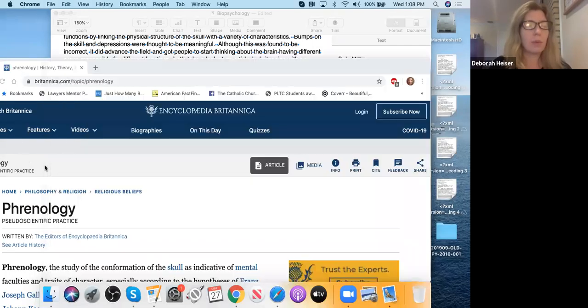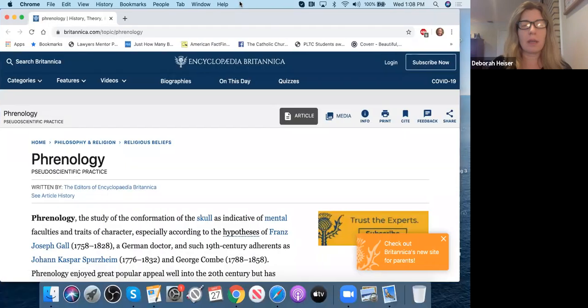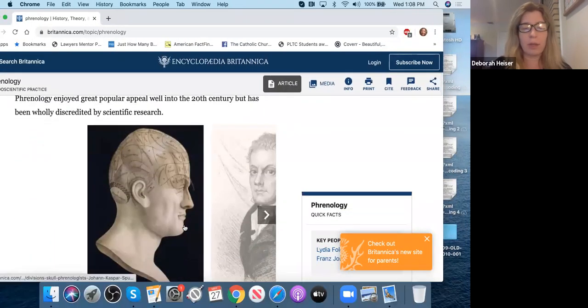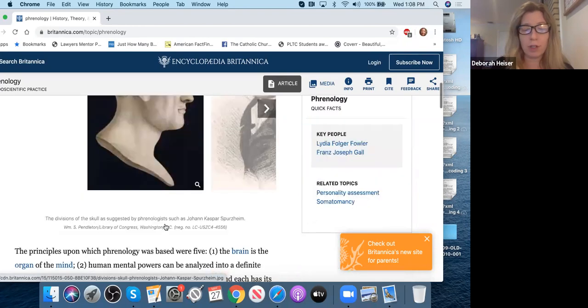Okay, so what we have here is just an article on phrenology, but I want to show you the picture of what it looks like. So if you can see here on the skull, there it is portioned out, and in each area they believed that each of these areas signified a different function.